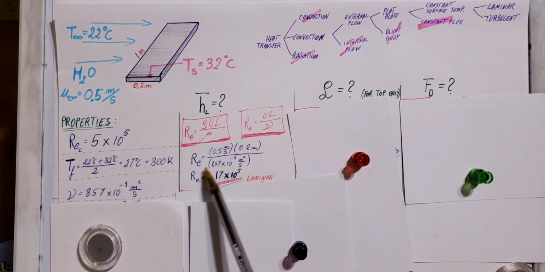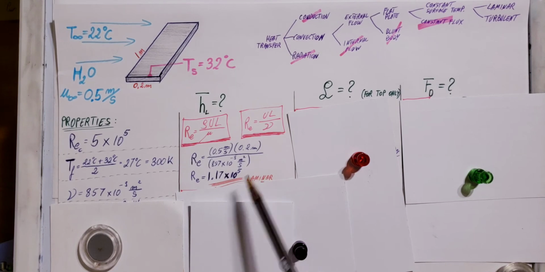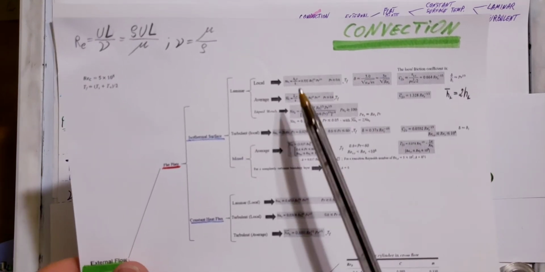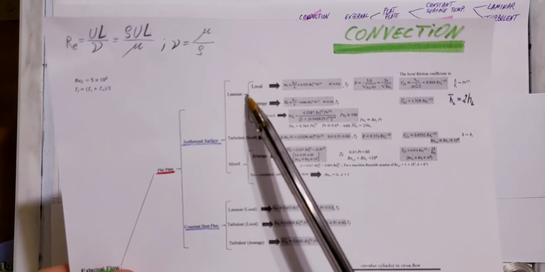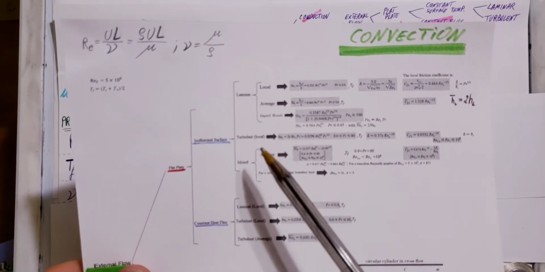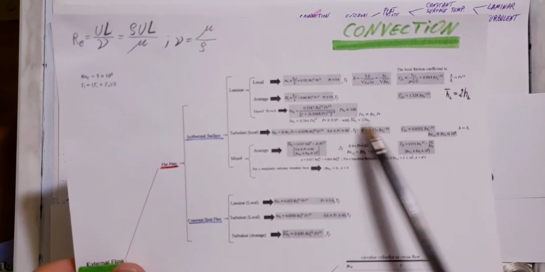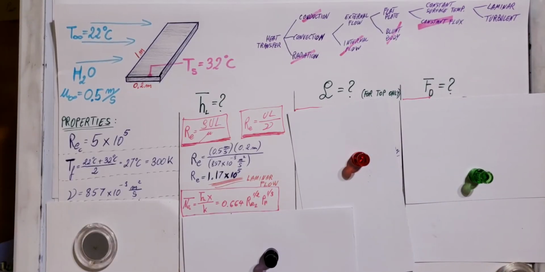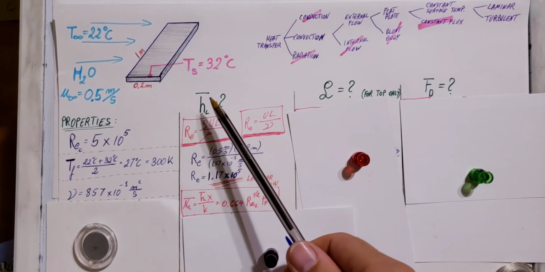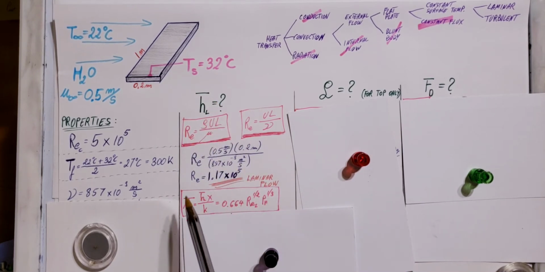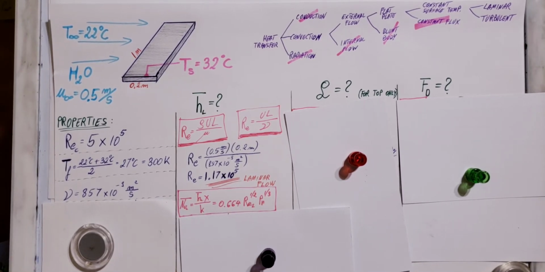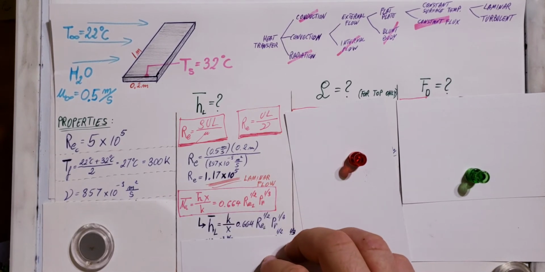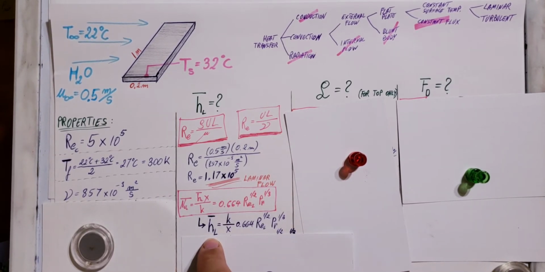Therefore, this gives us that we are in a laminar flow situation. Therefore, when you select your formulas, make sure you select from the laminar part, not turbulent or mixed, laminar. The first question was the average heat transfer coefficient, so we're going to select our formula from the correlations right here. From here we're going to solve for the coefficient that we're looking for.